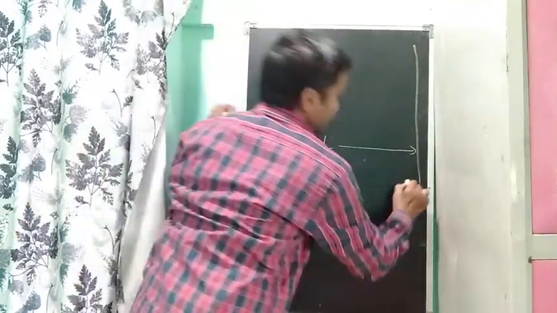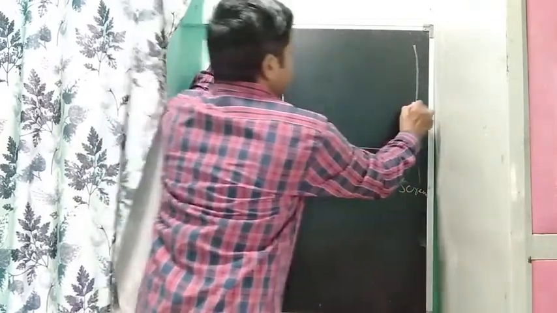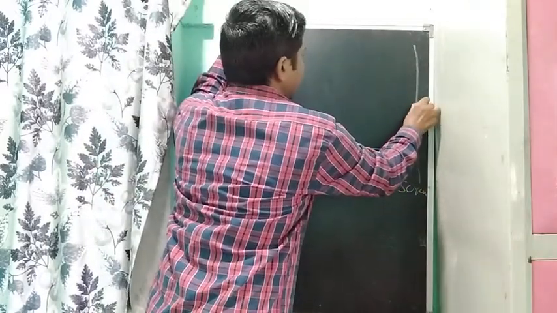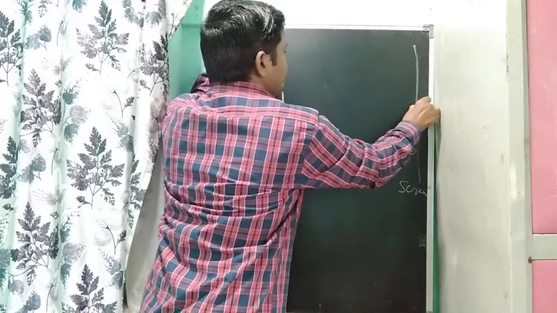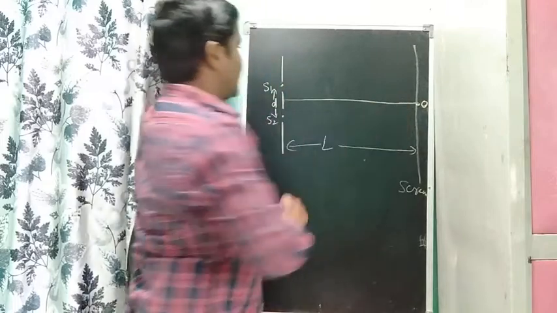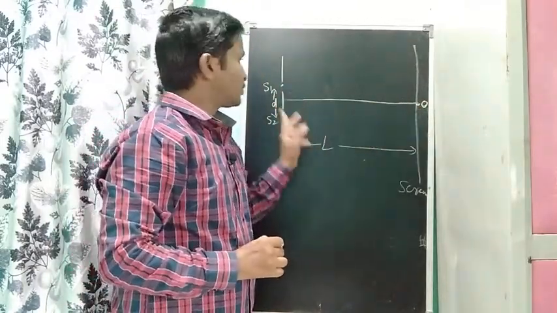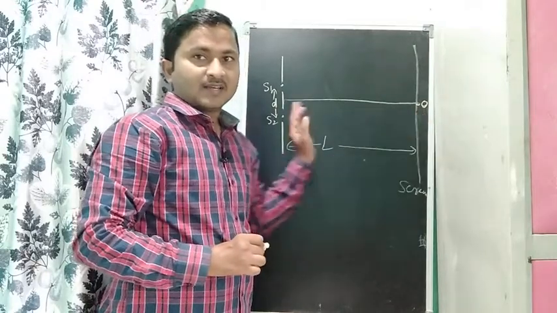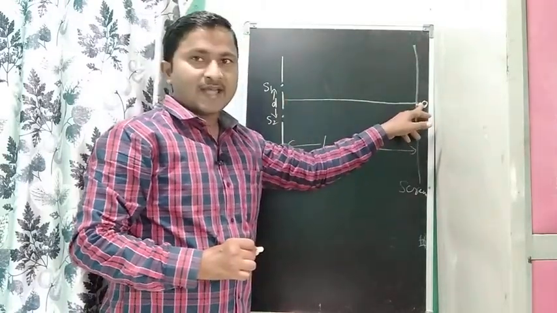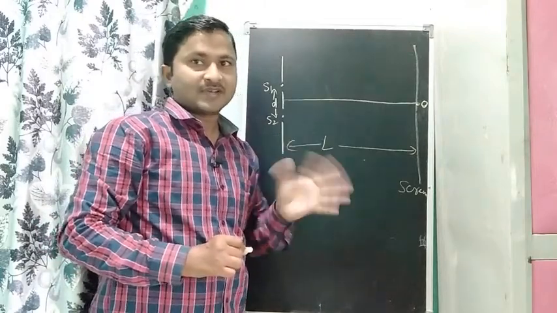This is the screen. On the screen we observe the interference pattern. Let O be a point on the screen which is at equal distance from S1 and S2. Now the light waves which reach the point O have to travel equal distance. So there is no path difference.